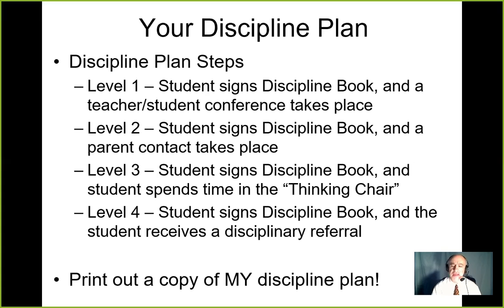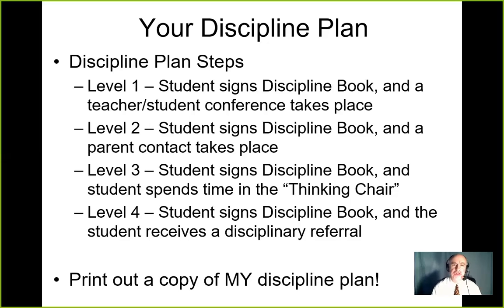Level 3, students sign the discipline book and then they spend some time in the thinking chair. And the thinking chair was a place at the back of the room where students could be isolated. Sometimes I had an agreement with teachers in my hallway, maybe my next door neighbor. They could spend some time in that classroom instead of my classroom to kind of think about what they did. And then I bring them back. I usually did not put them in the thinking chair for the number of minutes that exceed their age. So if they're 12, they wouldn't be in the thinking chair for more than 12 minutes.